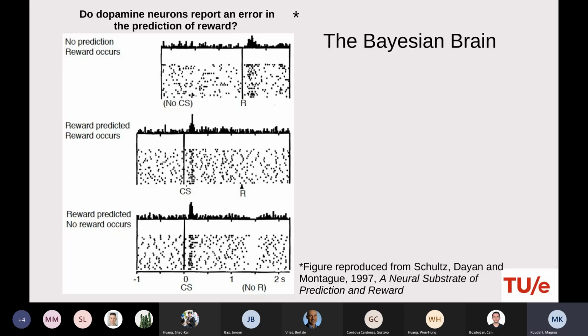This is important because at this point, we have no reward happening. There's no juice. Nothing happens. This flashing light doesn't really represent anything to the rat other than, hey, it knows that after a while, a reward is going to occur. So we see a spike here, not related to the reward, but related to the prediction of reward.